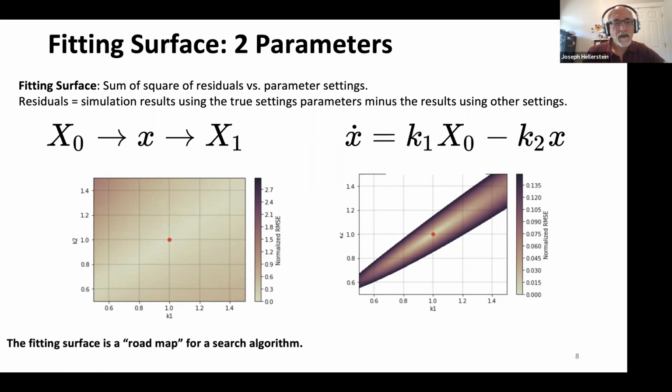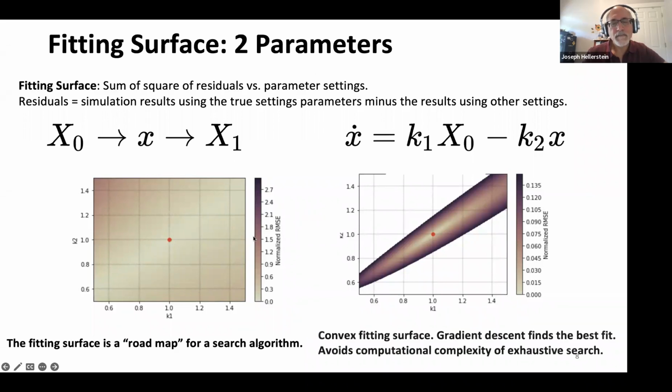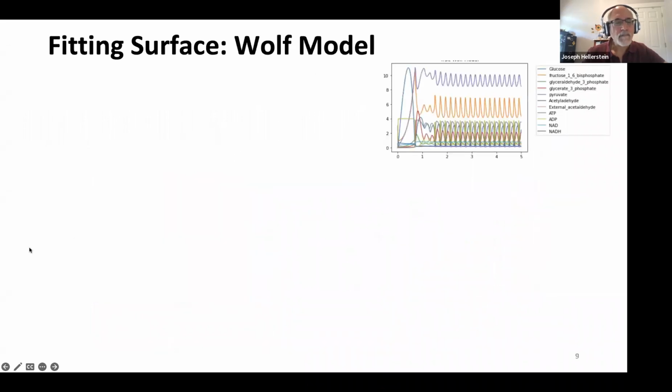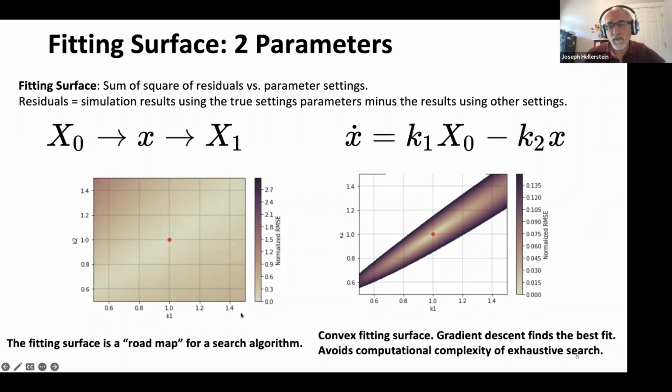And okay, this is the other idea, sort of another intuition. This is actually sort of a roadmap for how you find what are good parameter values. So this would be our values for K1 and K2. Okay. Oh, one more point here.